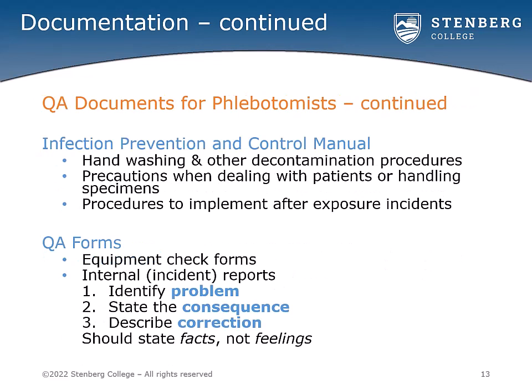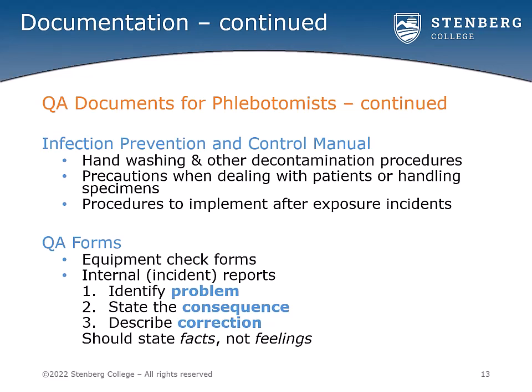The next QA document is the Infection Prevention and Control Manual. Considering the emerging infectious diseases, drug-resistant organisms, and hospital-acquired infections, infection control measures are more important than ever. This document contains information about hand hygiene and other decontamination procedures, precautions when dealing with patients or handling specimens, and procedures to implement following incidents of exposure to infectious material.